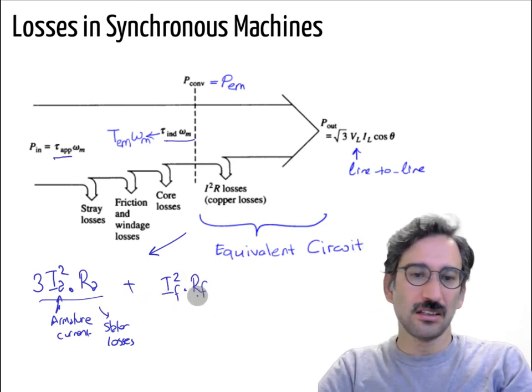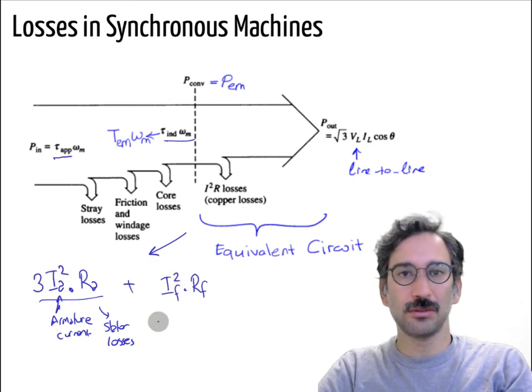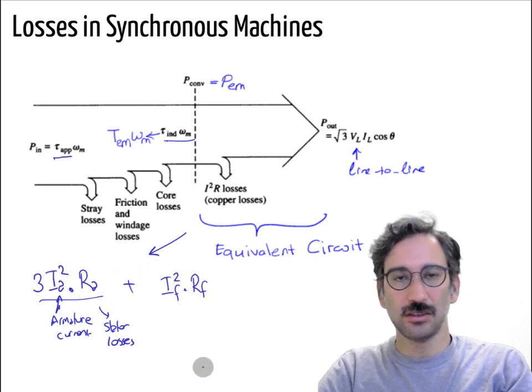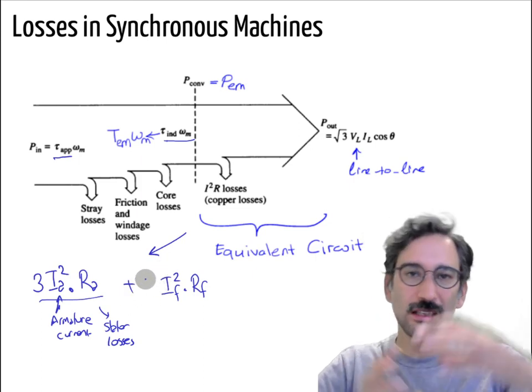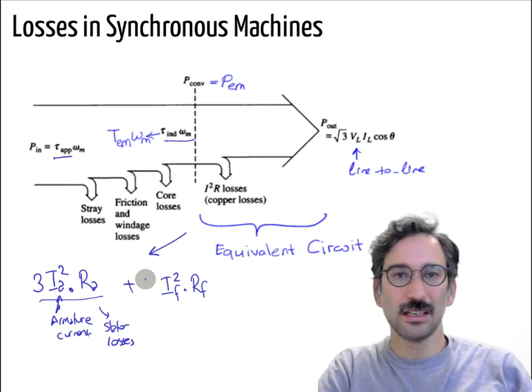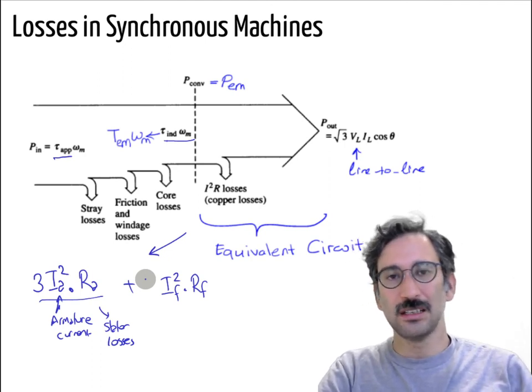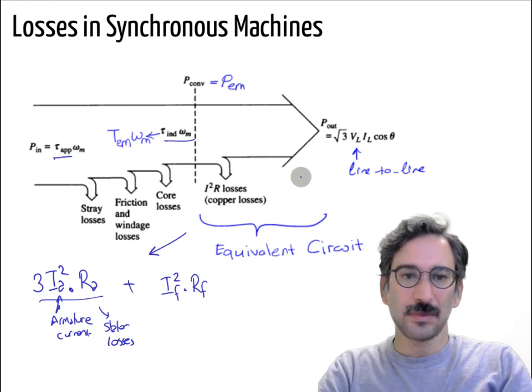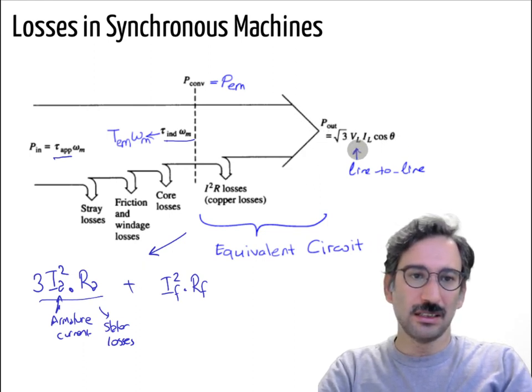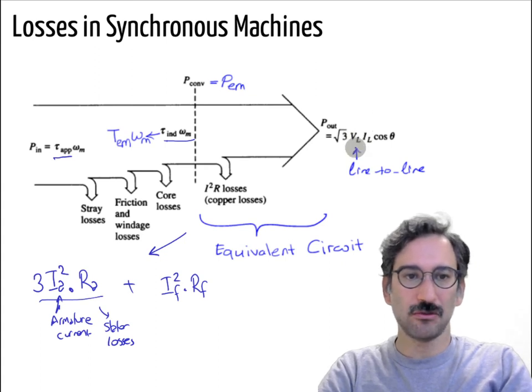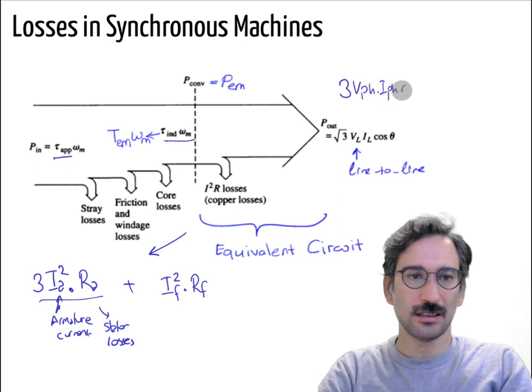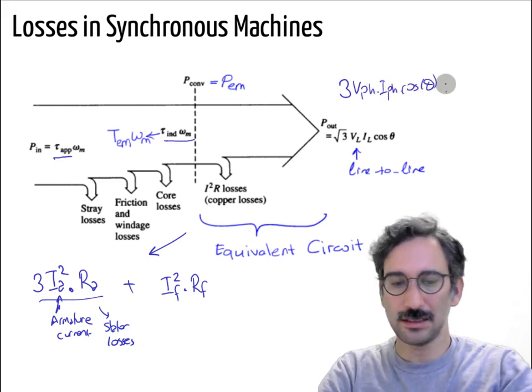And again, that one is really small compared to the armature losses. We don't have any three here because the rotor is excited by DC, so it is just a single field winding. It is not a three-phase system. And apart from that, then you have the output power. Again, if you are taking line-to-line voltage, it is square root of 3 times V_L I_L cos theta, or it is 3 V_phase I_phase times cos theta. They are the same thing.